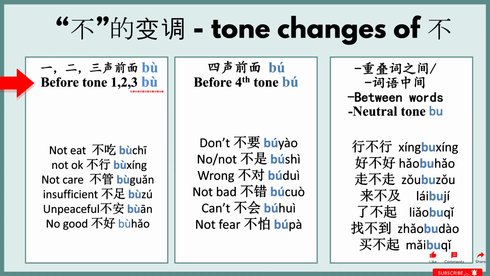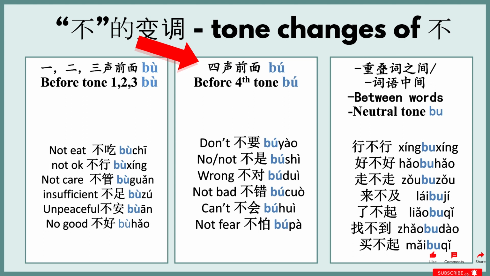We read bu, fourth tone, like not eat, 不吃, not okay, 不行, not care, 不管, insufficient, 不足, unpeaceful, 不安, not good, 不好, and so on.